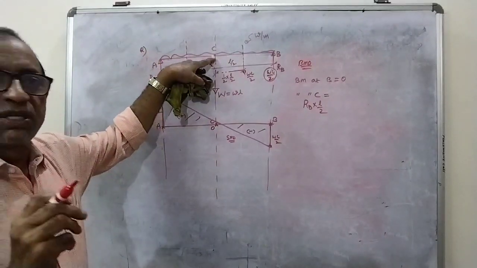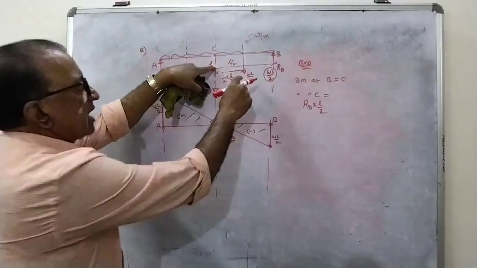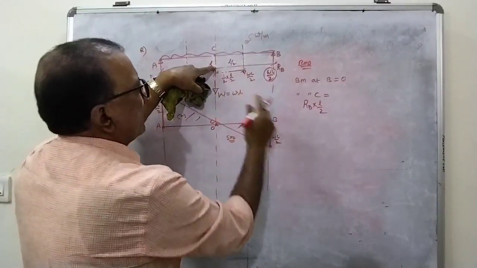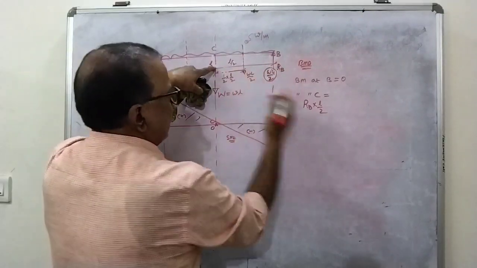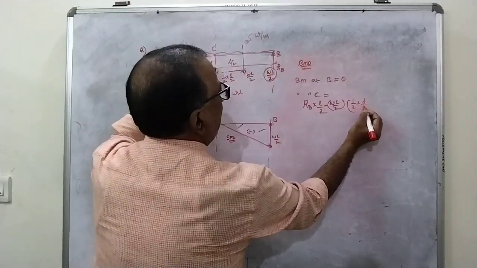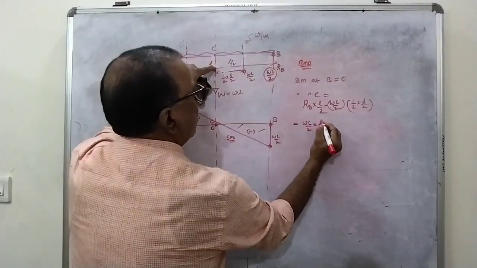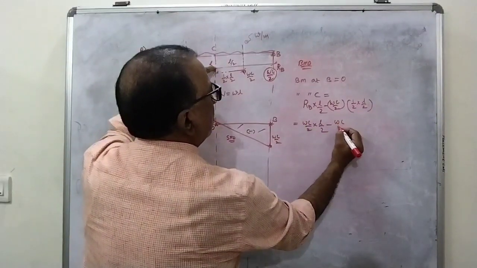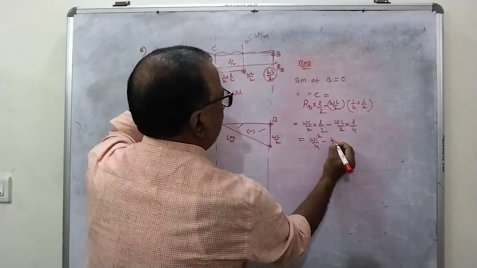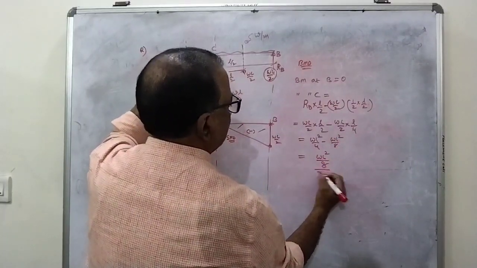If this is L by 2, what is the distance of this portion UDL from C? It is acting at the center of L by 2. That's why it is half of L by 2. So I can say RB into L by 2 minus WL by 2 is the load, and the distance is half of L by 2. So your RB value is WL by 2 into L by 2 minus WL by 2 into L by 4. This is coming to WL square by 4 minus WL square by 8. If I take out the denominator, I will get it as WL square by 8.